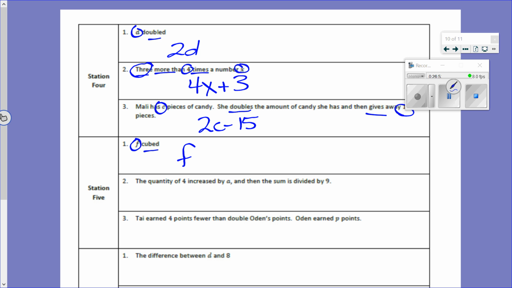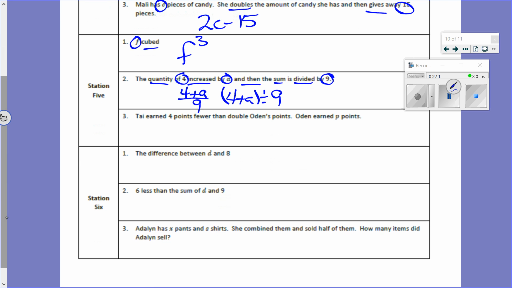F cubed. Cubed means to the third power. Okay? Quantity 4 increased by A, and then the sum is divided by 9. So they gave us like 3 different ways to tell us I've got an order of operations. 4 increased by A and divided by 9. If you wanted to do it with the division symbol, again, parentheses are required to use the division symbol. Ty earned 4 points fewer than double Odin's points. Odin earned P. So we had to double Odin's points, 4 points fewer than that.